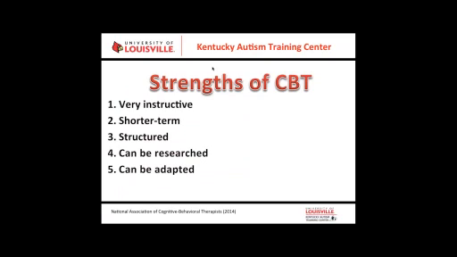The structure definitely has to be there in order to be able to say, you know, I'm doing XYZ type of therapy. And that's not how it works with cognitive behavioral therapy. So that's a good thing for us, especially with our kids with autism.